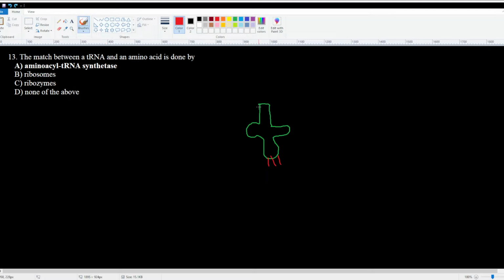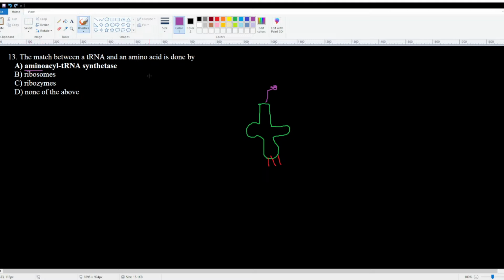Notice how it doesn't have an amino acid. So when we say the match between a tRNA and an amino acid, what we need to do is actually attach the amino acid. So that's our amino acid. We need that to come in here and attach here. So now we have an active tRNA. So what does this? Well, it's probably going to be the thing that says aminoacyl tRNA synthetase.